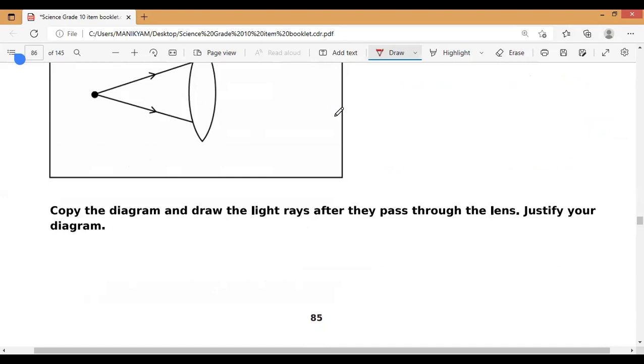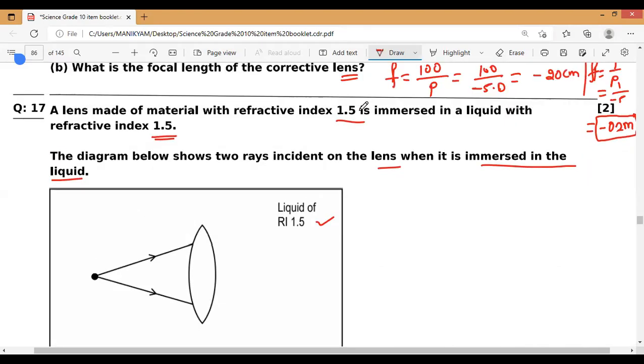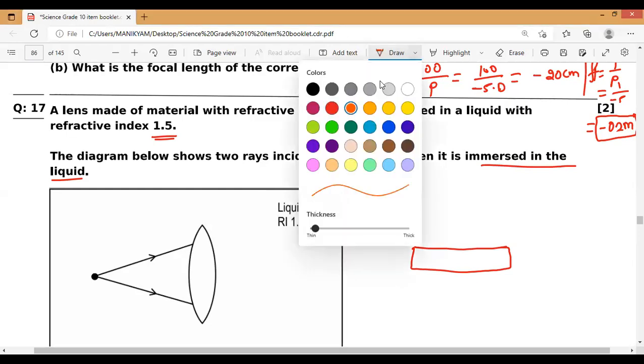Justify your answer. Anybody? Just to check, I taught you one concept, remember. Forget about water or material or whatever it is. Let me take two mediums, look into the picture. This is one medium and I'll take another medium. Whatever it is doesn't matter.